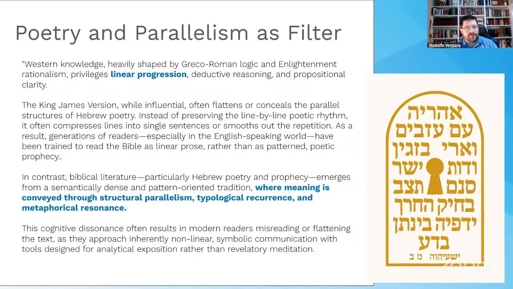But you have the Greco-Roman logic, which is our Western mindset, which is linear progression, and one person is the one who's speaking, everybody else listening. And the King James version was the way that was written. So it compresses everything into one chunk of text. In contrast, we see that Hebrew poetry, let's read some of these, is semantically dense, pattern-oriented in tradition, where meaning is conveyed through structural parallelism, typology, recurrence, and metaphorical resonance.